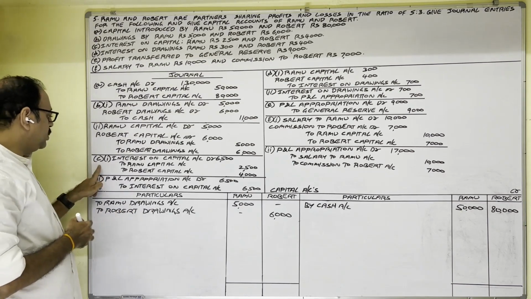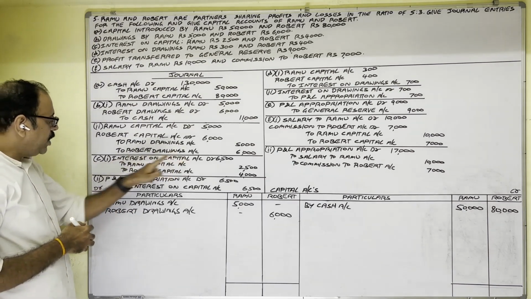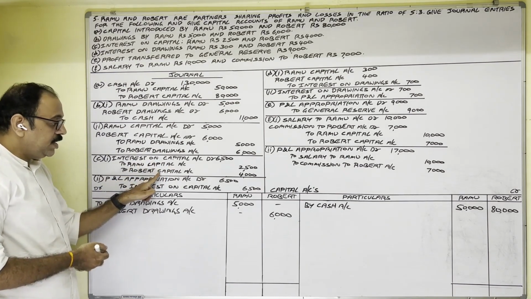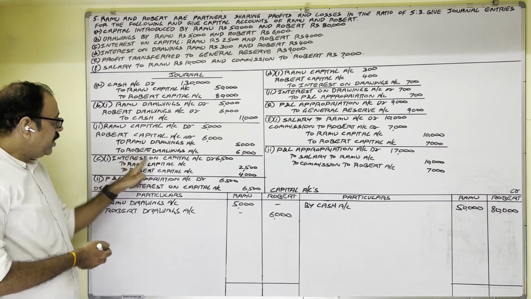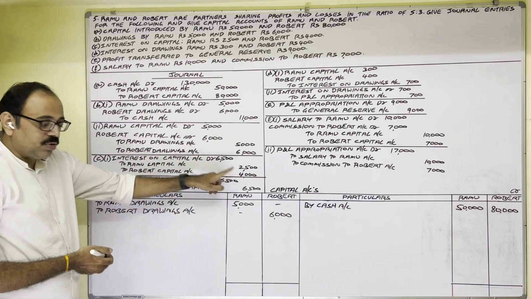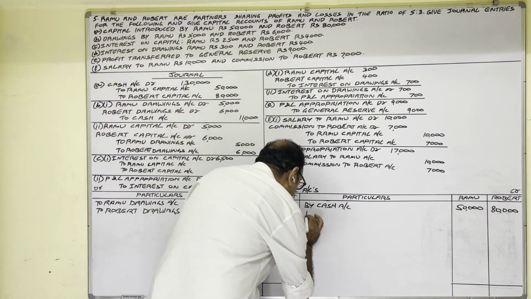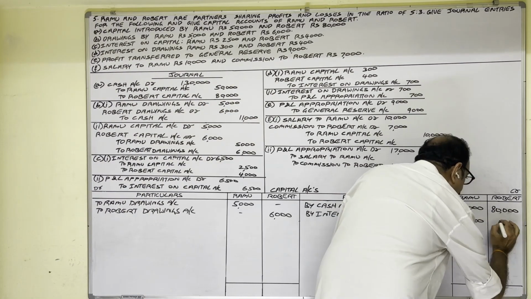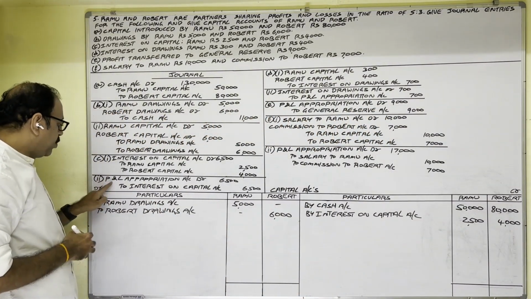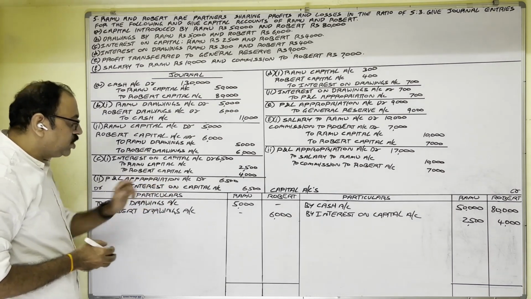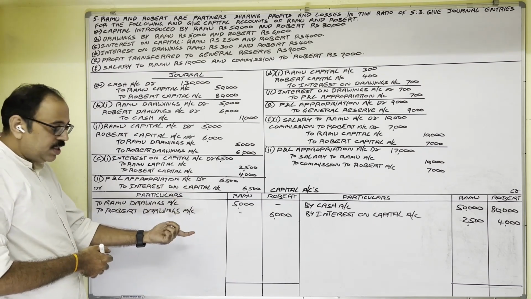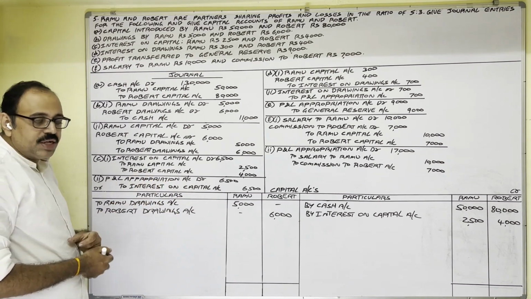Come to C bit, first entry: interest on capital account debtor to Ramu's capital, to Robert capital. Capitals are credited, so credit side we should post. By interest on capital, Ramu's column 2,500, Robert's column 4,000. Next, C bit second entry: profit and loss appropriation account to interest on capital account. In this entry, the capital account is not there, so we need not post this entry here.